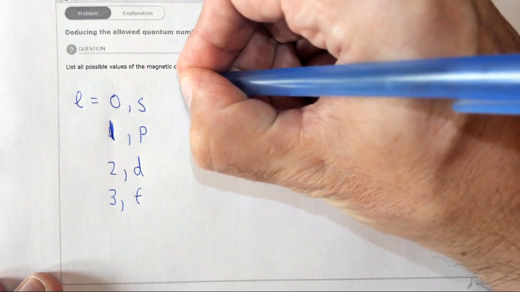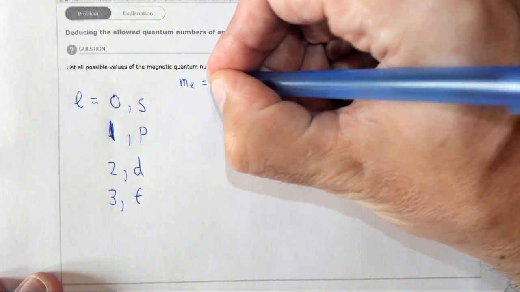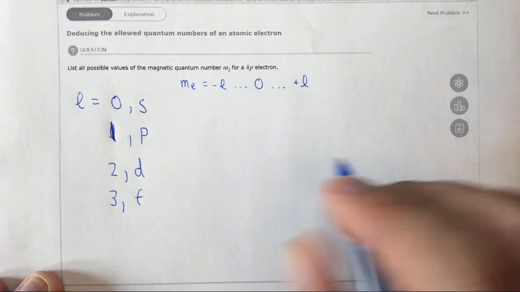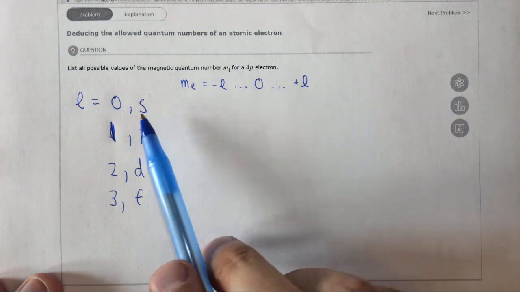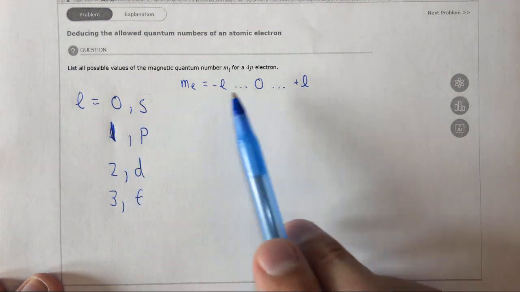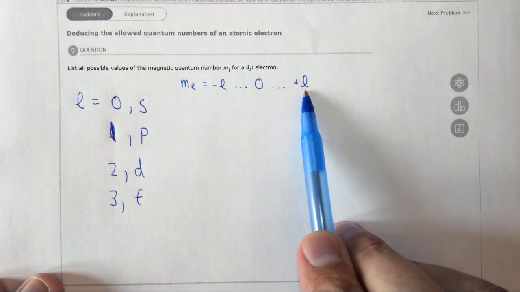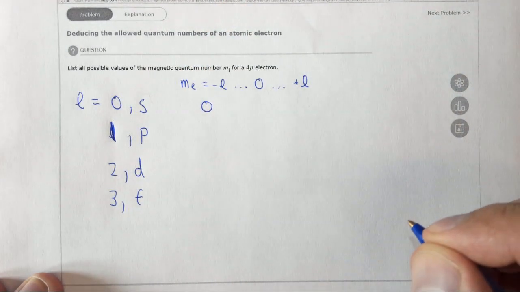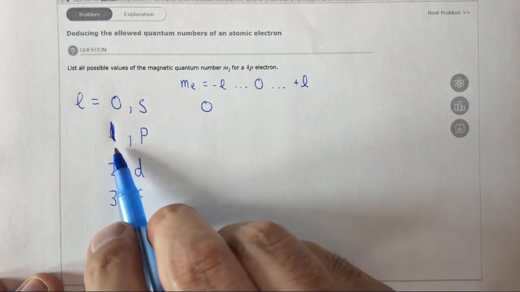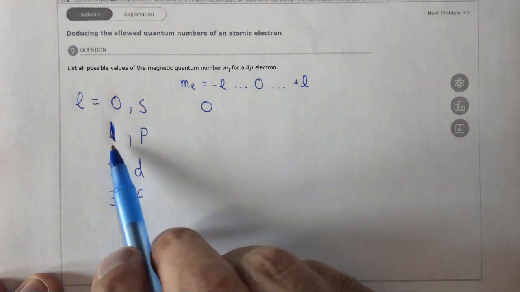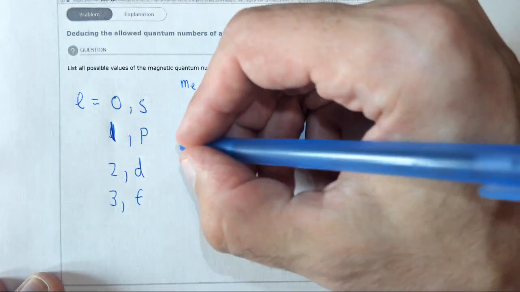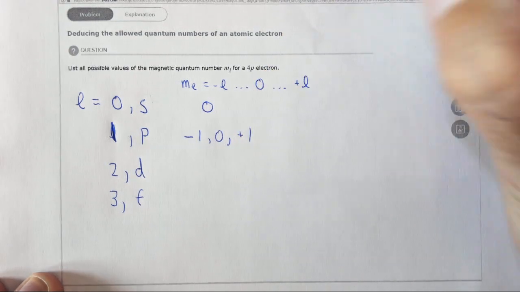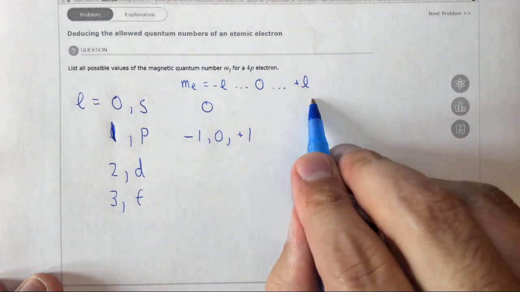Generally speaking, m sub L equals negative L through 0 to plus L. So that's what it means, generally speaking. But in the case of an s orbital, you have negative 0 through 0 to positive 0, so the only value of m sub L is simply 0. In the case of a p orbital, you have more values, because in a p orbital, L equals 1. So you can go from minus 1 to 0 to plus 1, minus L through 0 to plus L.